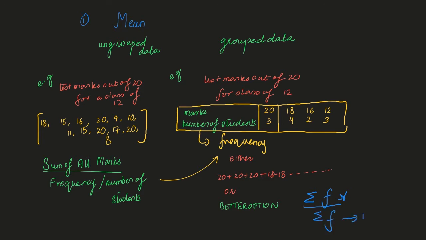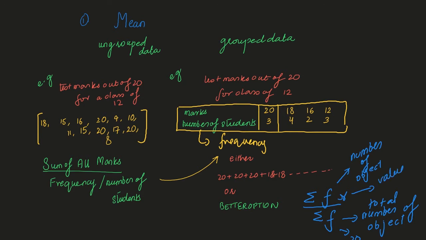So f is basically the number of objects, in this case the number of marks, and fx is the sum of the multiples of the number of objects and the value. Also, the summation of f is the total number of objects. Like if you have a class of 20 people, then this will be 20. Now here you have the number of objects and here you have the relevant value.